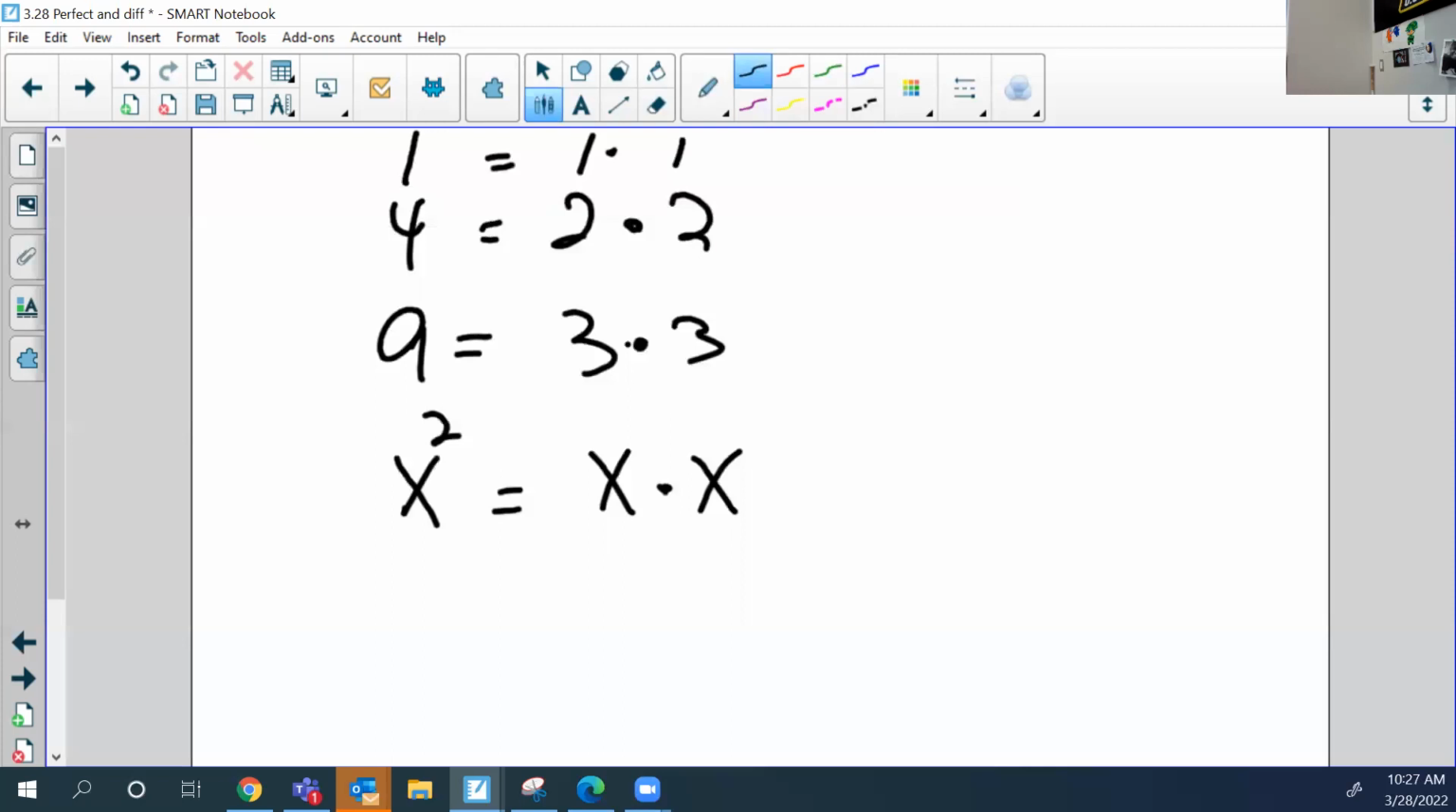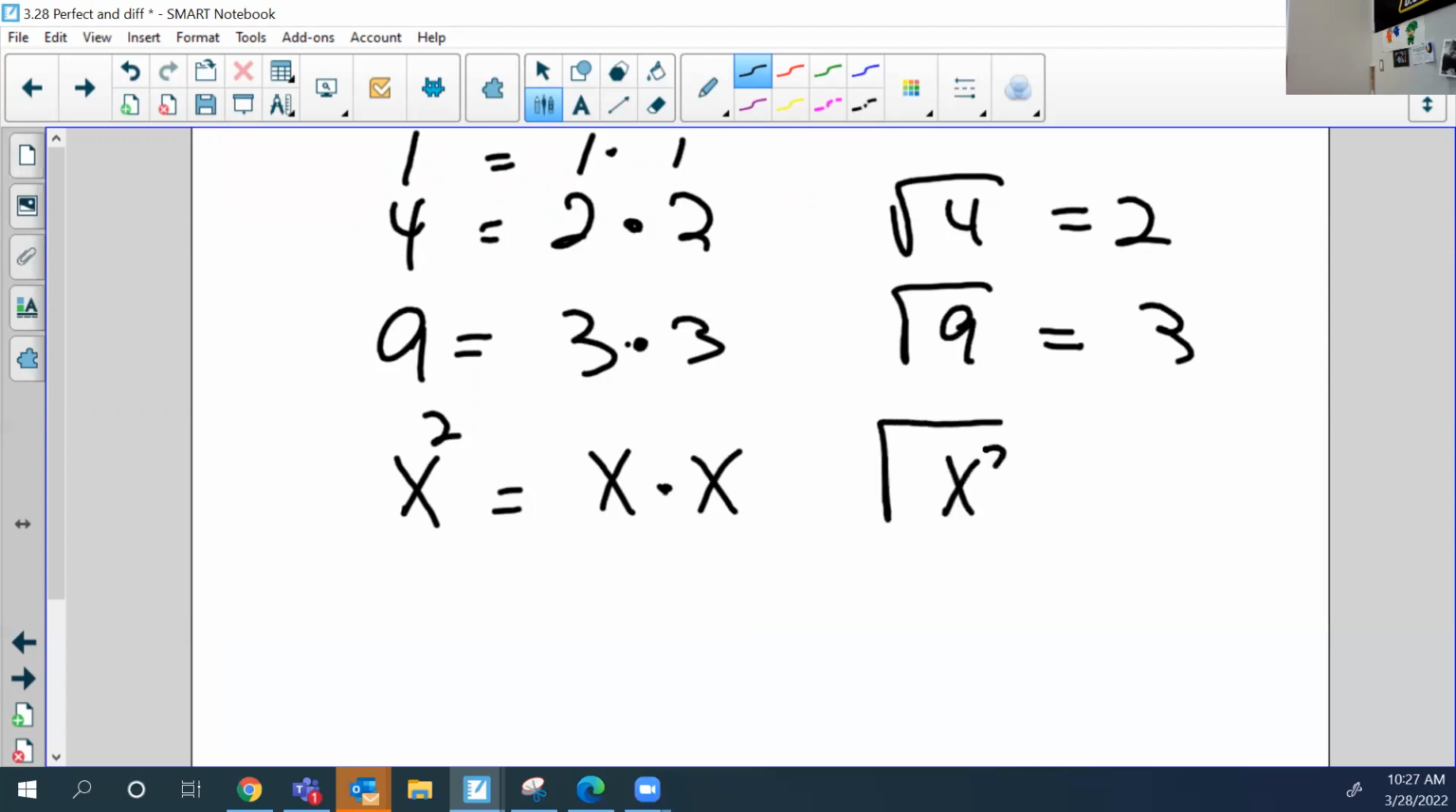All right. And so the square root of 4 is 2. The square root of 9 is 3. And the square root of x squared is x. All right. So just want to make sure you guys go back and recall that. And so last week we learned how to factor a trinomial, a polynomial using the X box method. And so let's go and look at that.